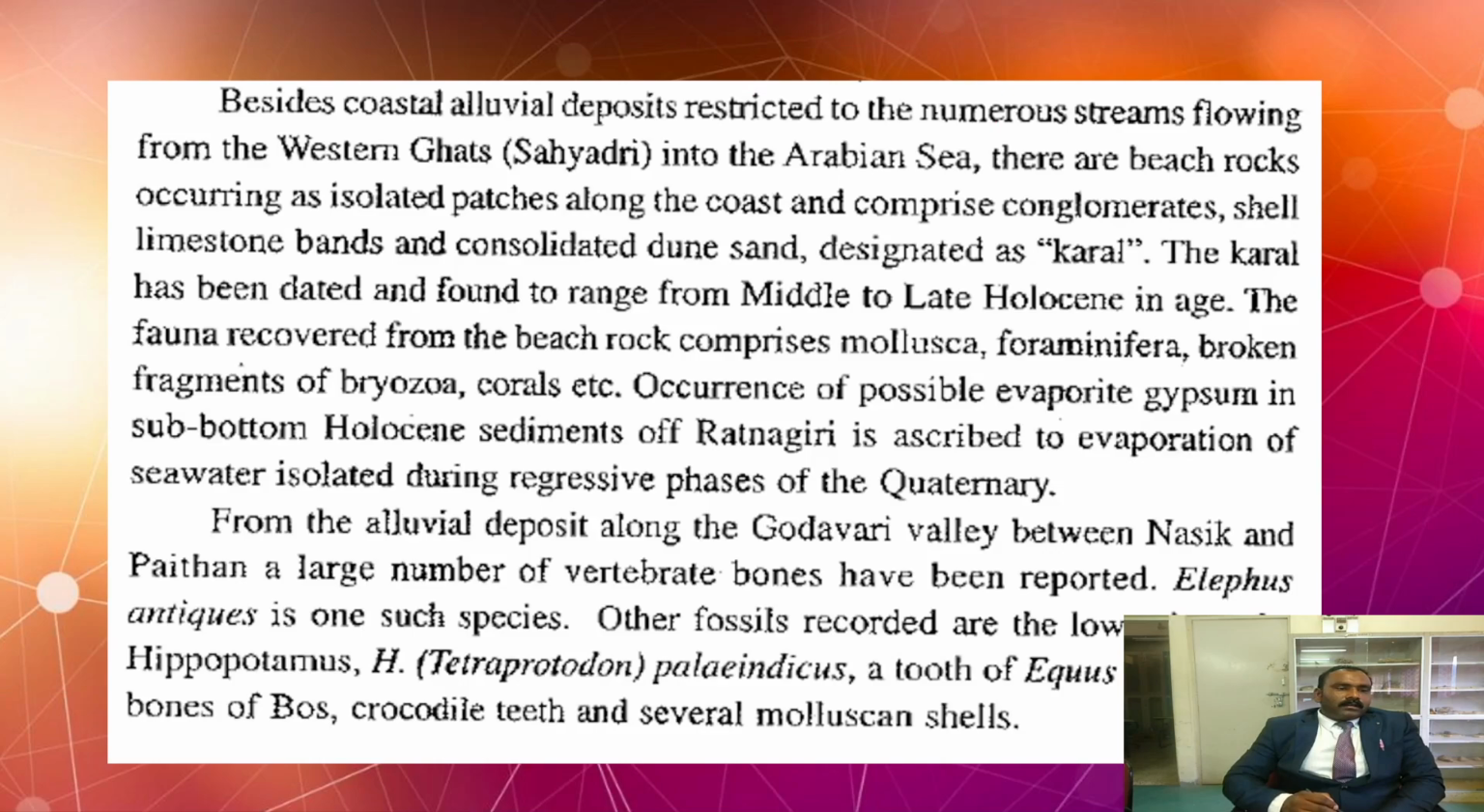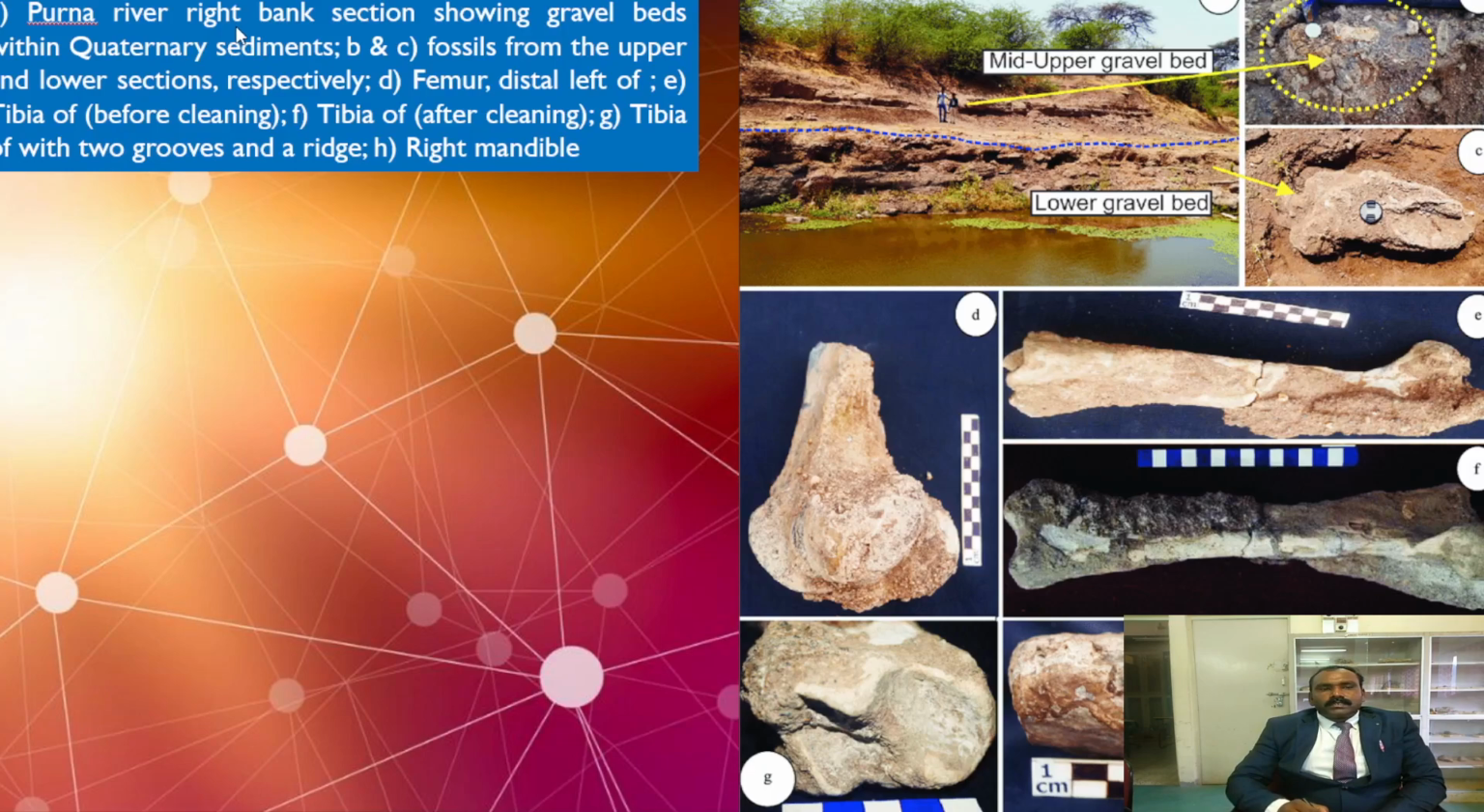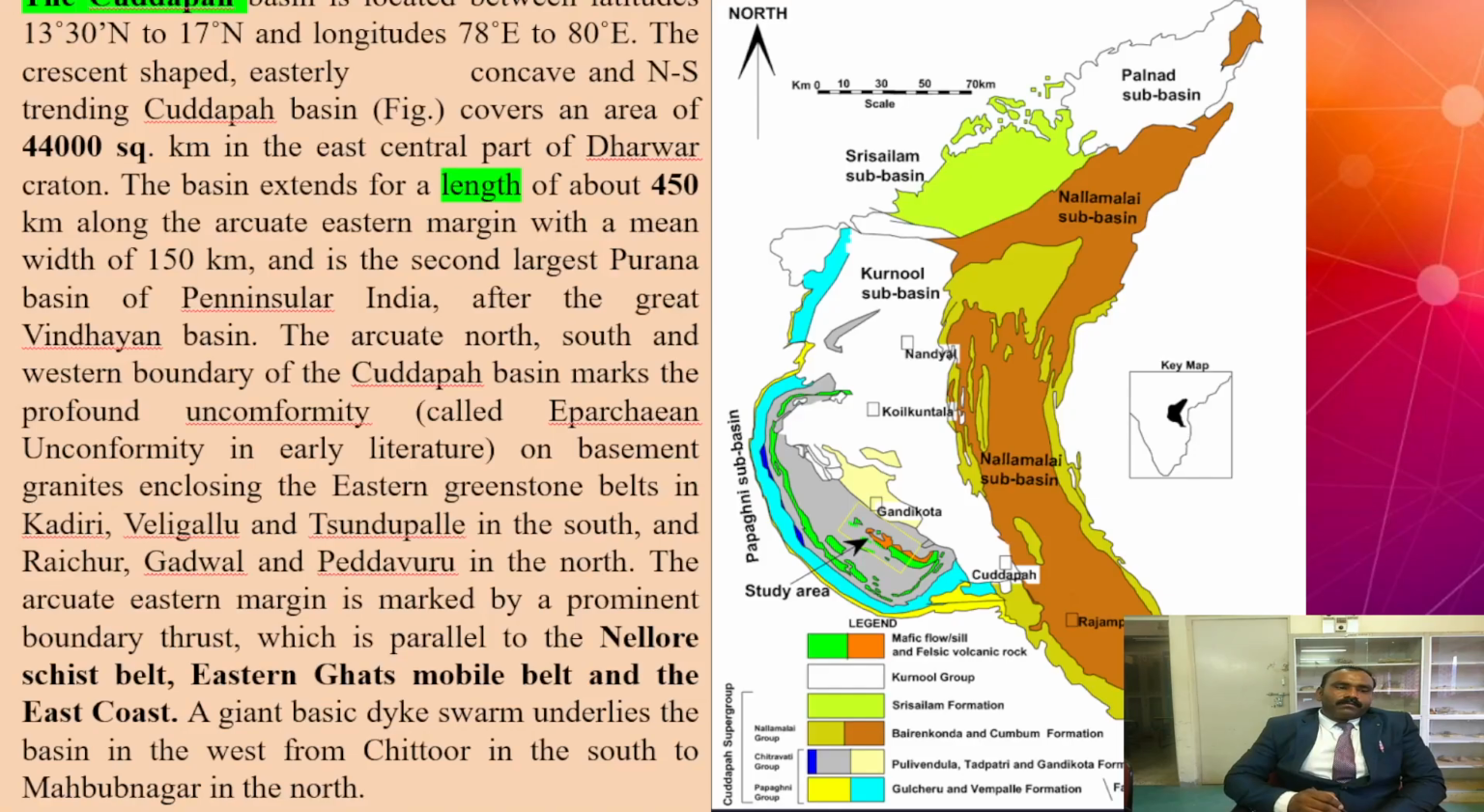Besides this, coastline alluvial deposits are restricted to the numerous streams flowing from the Western Ghats and the Arabian Sea, which shows the different kinds of formations. This point is connected to the formations of the Quaternary sediments in Maharashtra, particularly the Purna River, the Purna and Pranhita, where vertebrate bones have been reported, and elephant bones are also reported from these regions. In the Purna river bank sections, in sand and gravel beds within the Quaternary sediments, different kinds of bones, such as a femur or distal limbs, have been recovered from this region.